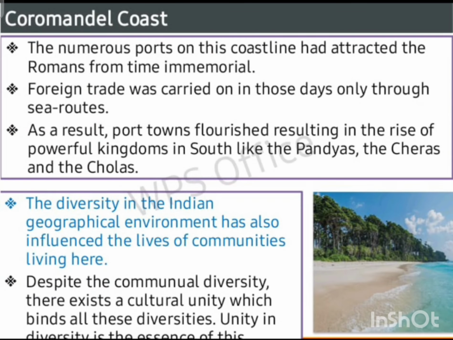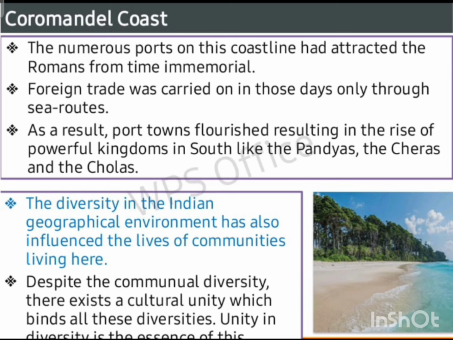The numerous ports on the coastline had attracted the Romans from time immemorial. Foreign trade was carried on in those days only through sea routes. As a result, port towns flourished, resulting in the rise of powerful kingdoms in the south like the Pandyans, the Cheras, and the Cholas. The diversity in the Indian geographical environment has also influenced the lives of communities living here.